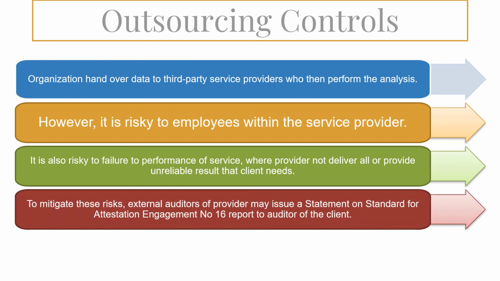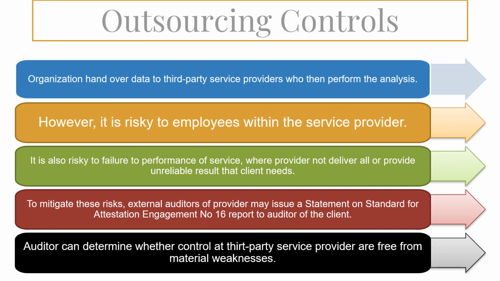To mitigate this risk, external auditors of the service provider, the third party, may issue a Statement on Standards for Attestation Engagements number 16 report. This is the auditor's report about the internal control of their client. So the auditor can determine whether the controls at the third party service provider are free from material weaknesses and risk.